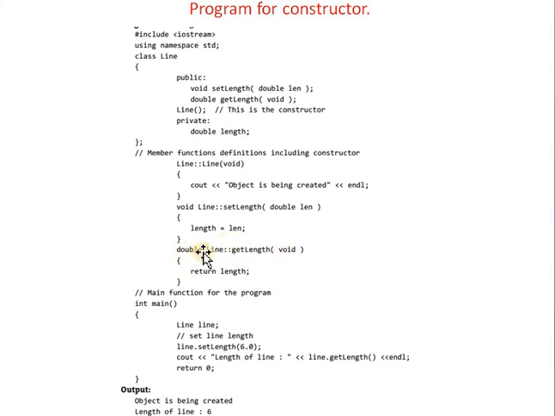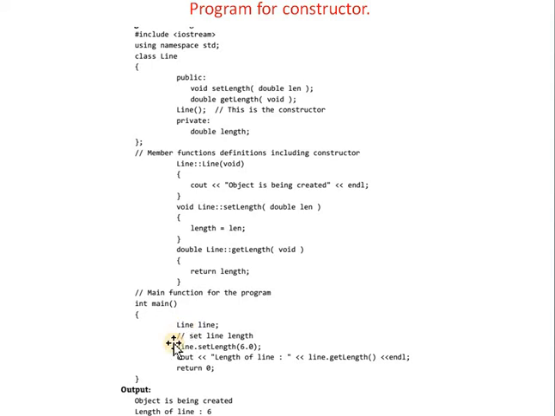How? Return type, after that class name, then the scope resolution operator. After the scope resolution operator, you specify the function name. Whenever we want to define a class member function outside the class, the same syntax is used. This getLength function returns the length.